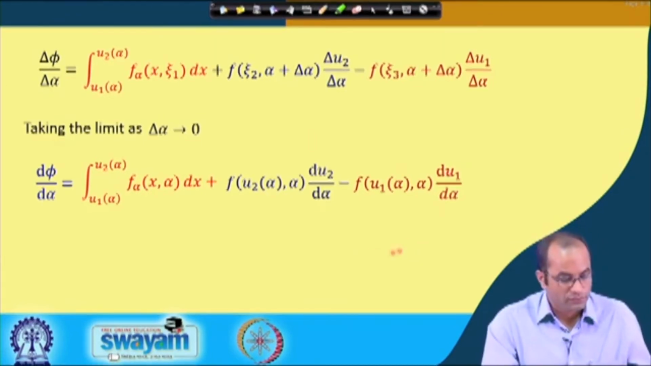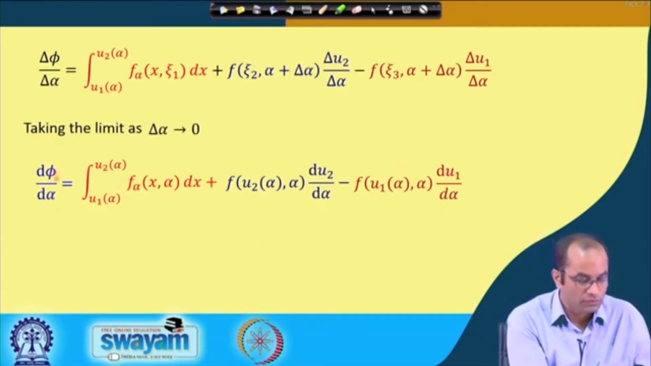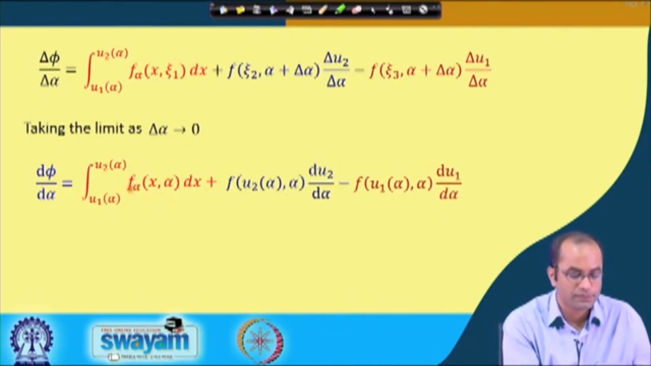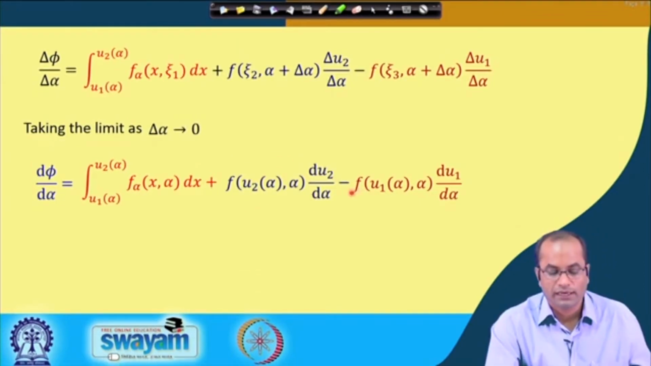So, we are done with the rule, which says that this is differentiation under the integral sign. When we want to take the differentiation, it will go to the integrand, so the partial derivative of f with respect to alpha, and there will be a term du 2 over del alpha. So, the derivative of the upper limit, and that same limit will be substituted in the integrand, and minus the derivative of the lower limit, and the same limit will be substituted into the function.